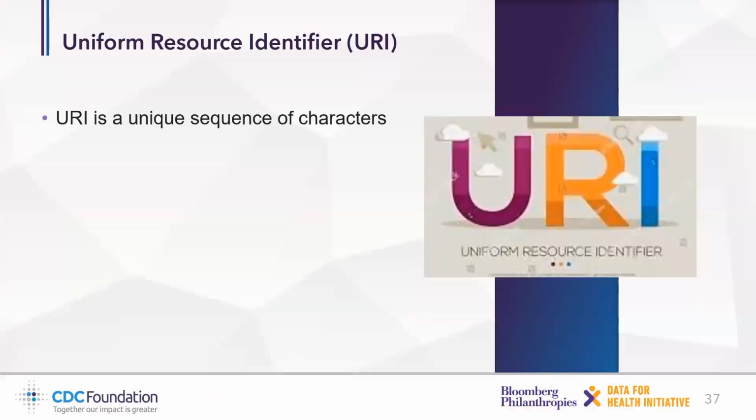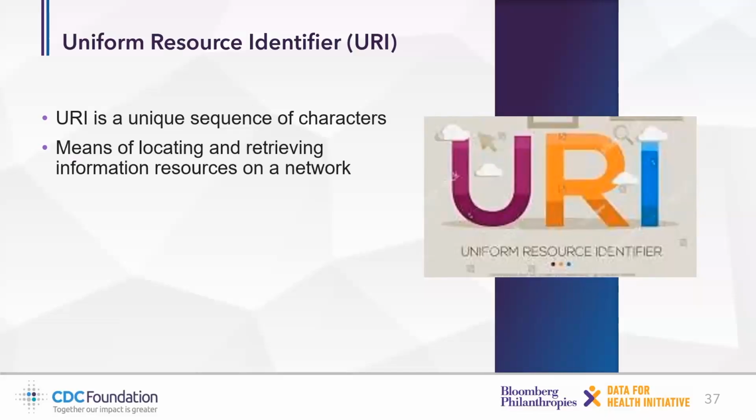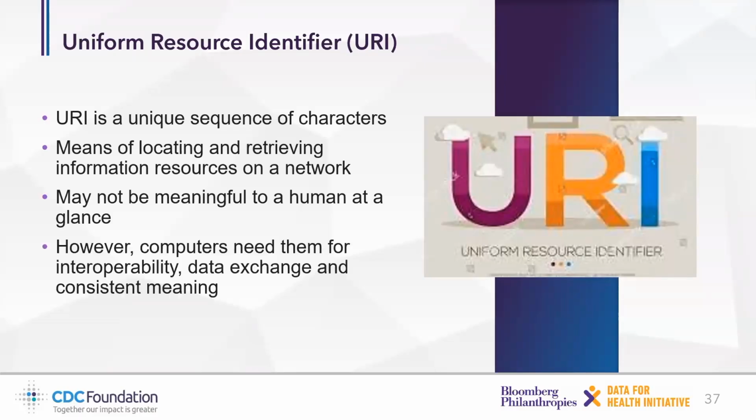So a uniform resource identifier is a unique sequence of characters, a means of locating and retrieving information resources on a network. It may not be meaningful to a human at a glance because it's a complex address identifier. However, computers need them for interoperability, data exchange, and consistent meaning.